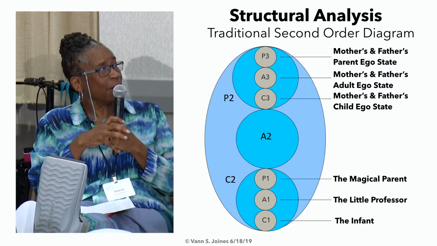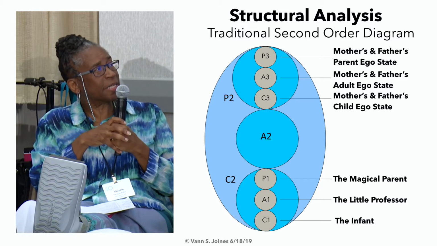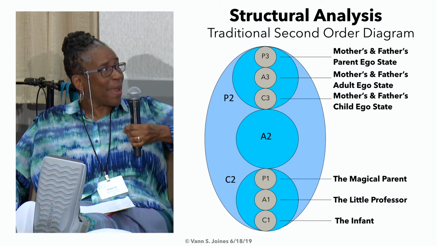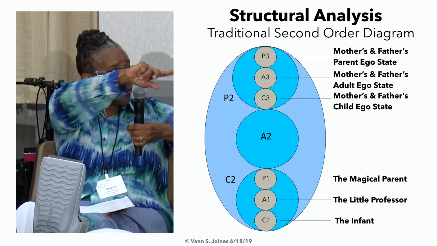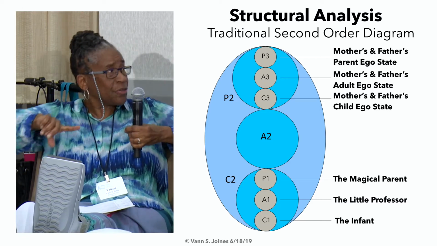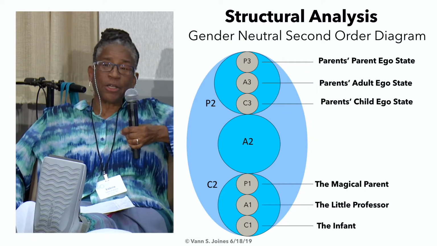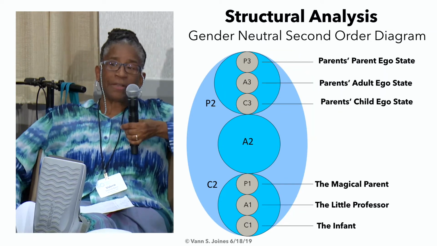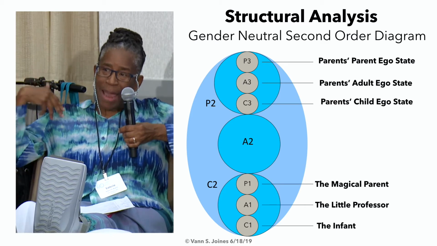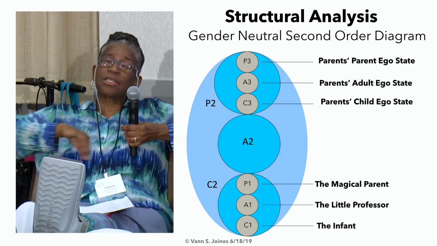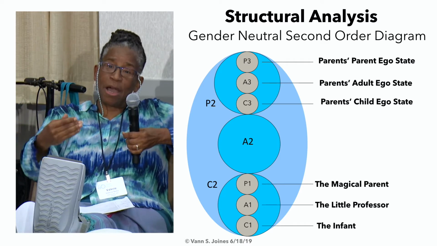So that's the parent's parent ego state. I would change that from mother, father to just say parent ego state, in terms of being culturally responsive. And then the parent's adult ego state and the parent's child ego state. So in my head, in my parent, are the video recordings of all of that, which become a part of me.